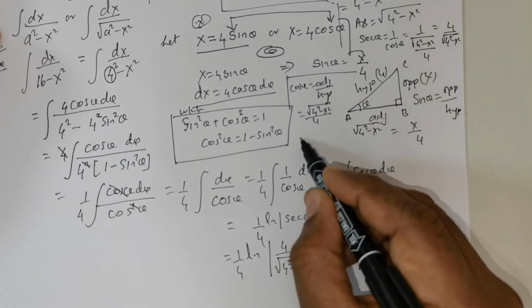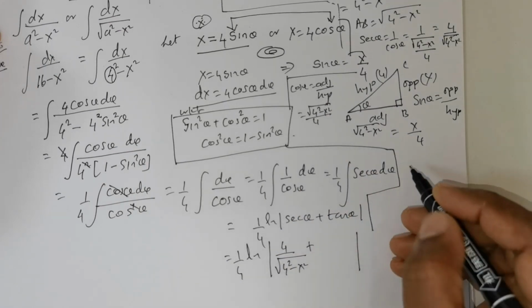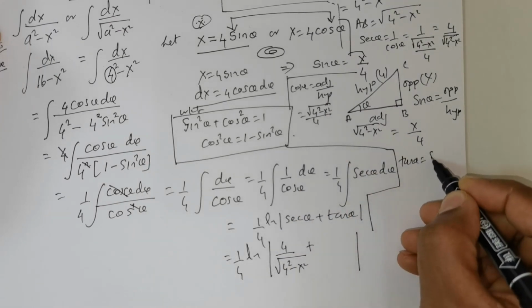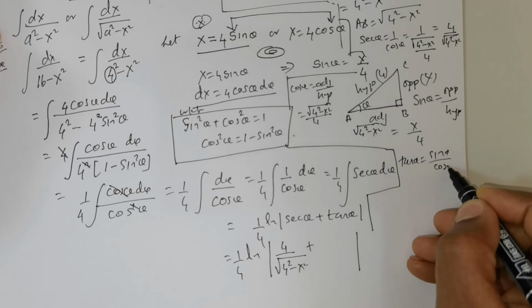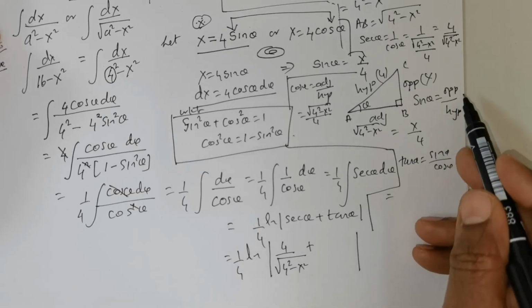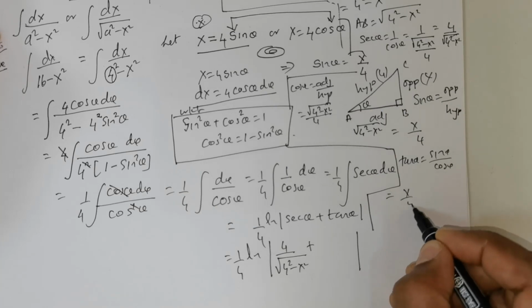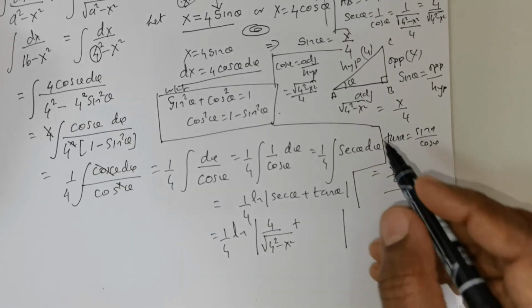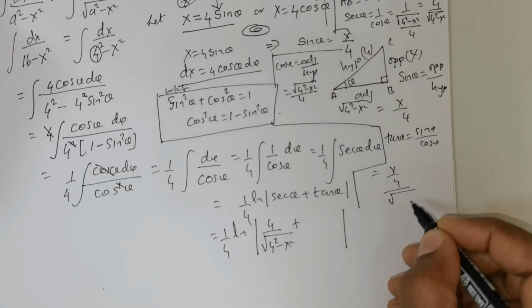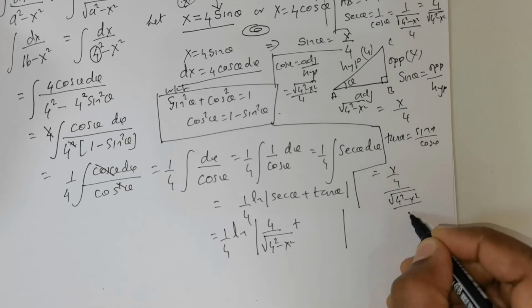I will just try to squeeze it over here. Tan theta is sine theta divided by cos theta. Now what is sine theta? Sine theta is x divided by 4. And what is cos theta? Cos theta is square root of 4 squared minus x squared divided by 4.